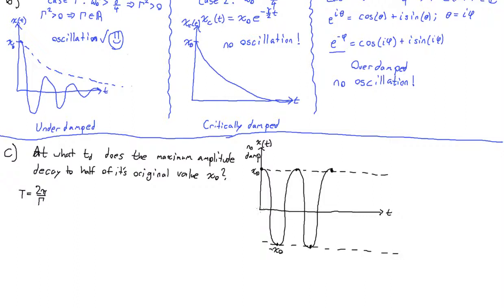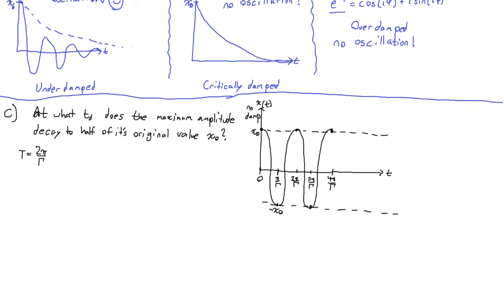Okay, so this is t equal to 0. This is pi over gamma. This is 2 pi over gamma, and this would be 3 pi over gamma, and this would be 4 pi over gamma. And you kind of get the idea. This is when our function is going to be maximum.